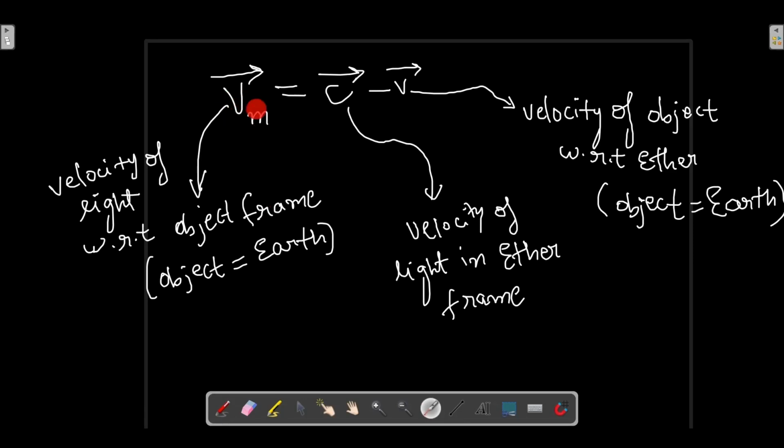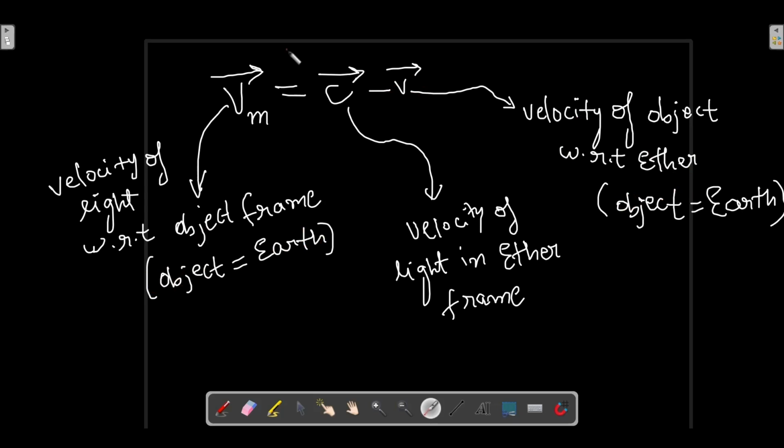So, Vm, what is Vm? Vm vector is C vector minus V vector. Vm vector was the velocity of light with respect to the object frame, and C vector was the velocity of light in the ether frame. V vector was the velocity of object with respect to ether. And over here the object is Earth.